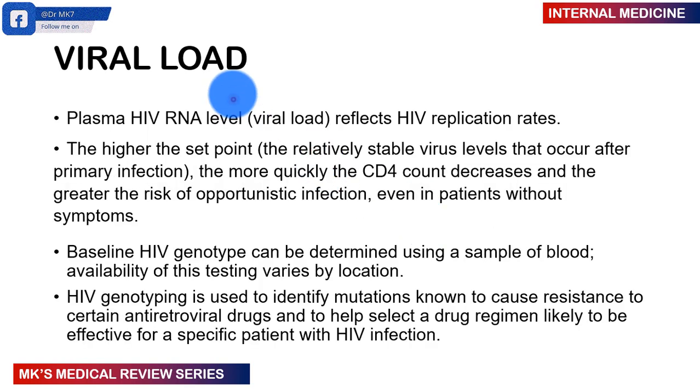Additionally, you may also do a viral load, so the plasma levels of the RNA, and then of course this is going to be reflecting the HIV replication ability. So the higher the set point, the higher the viral load, it means the quicker the CD4 count is going to drop, and the greater the opportunistic infections that are going to be setting into this patient, even if they do not have symptoms.